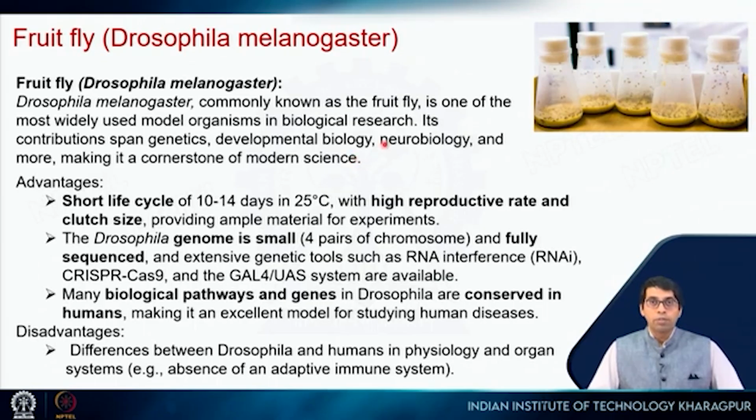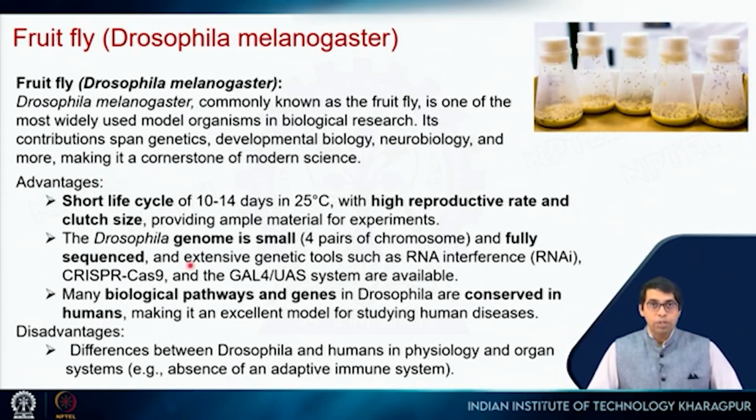So let's look at the fruit fly or Drosophila melanogaster. Drosophila melanogaster, or fruit fly, is one of the most widely used model organisms in biological research. Its contribution spans genetics, developmental biology, neurobiology and many more. So a lot of early research on developmental biology was done in the fruit fly because of its ease of genetic manipulation and very fast life cycle.